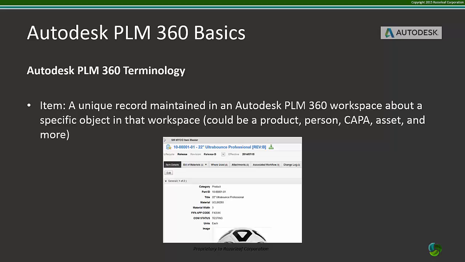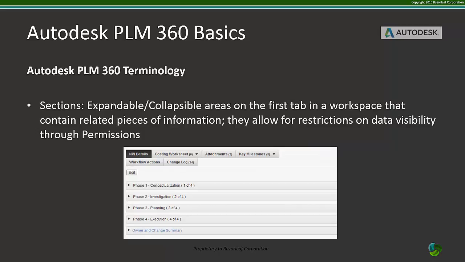The very first tab is always the defining details about an item. It can be renamed, but is always first. This tab has sections, which are expandable and collapsible areas holding related data about the item. Using section permissions, an administrator can restrict data viewing and editing by users or groups per section.